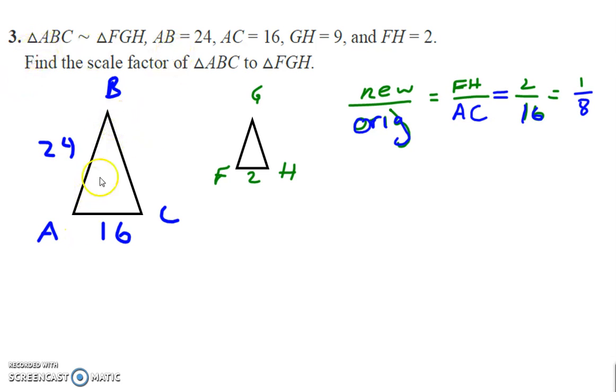Number 3, draw those two triangles. Make sure you draw them so you know where every part of it is, because 24 does not correlate to the 2. The AC, 16, correlates to 2. And remember, new to original, so it's going to be FH to AC, gives us 1/8. The clue should be the scale factor of this to this. What do I have to do to ABC to get FGH? I have to multiply 16 by 1/8 to get 2.